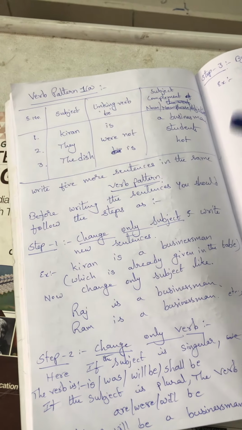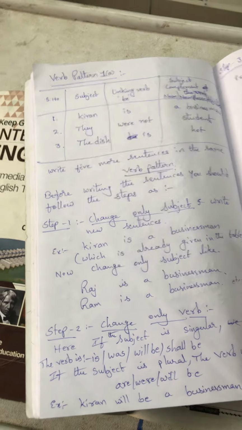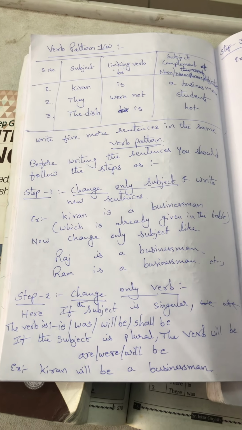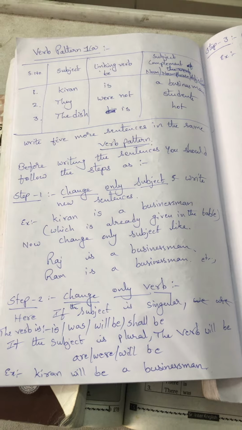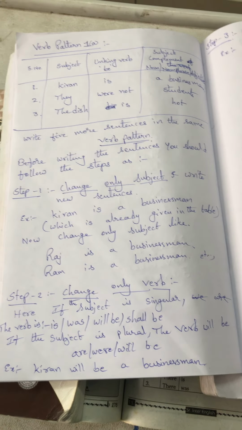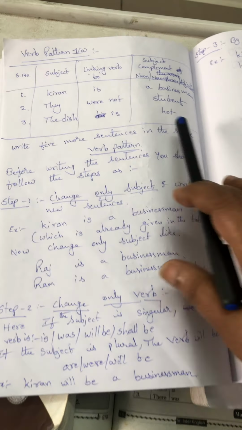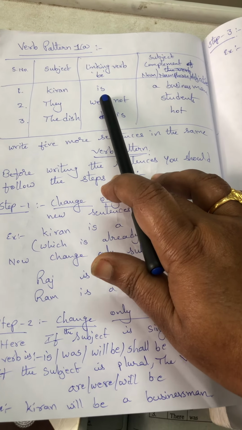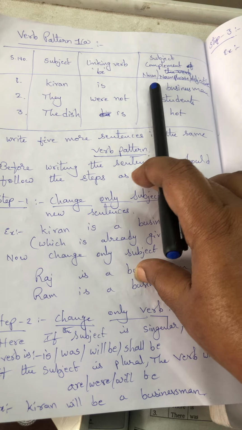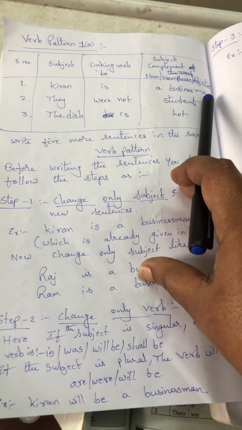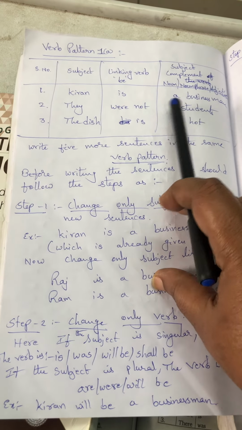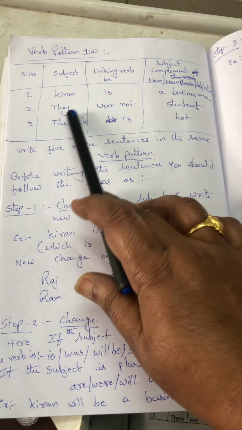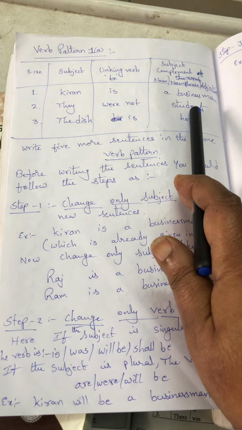Now, before going to the table, there are some steps which you have to follow to make the new sentences. Suppose see the table here. Subject is Kiran, linking verb is, subject complement noun, noun phrase or adjective. Means it somewhat relates to the noun forms only. Now see the example. Kiran is a businessman.